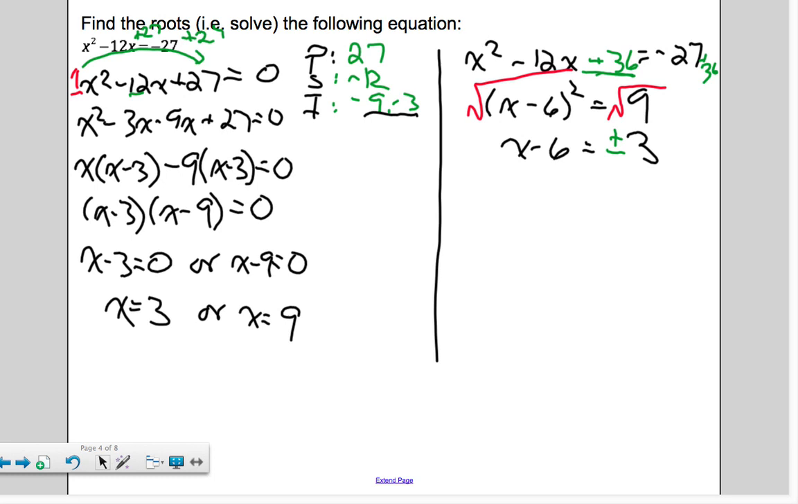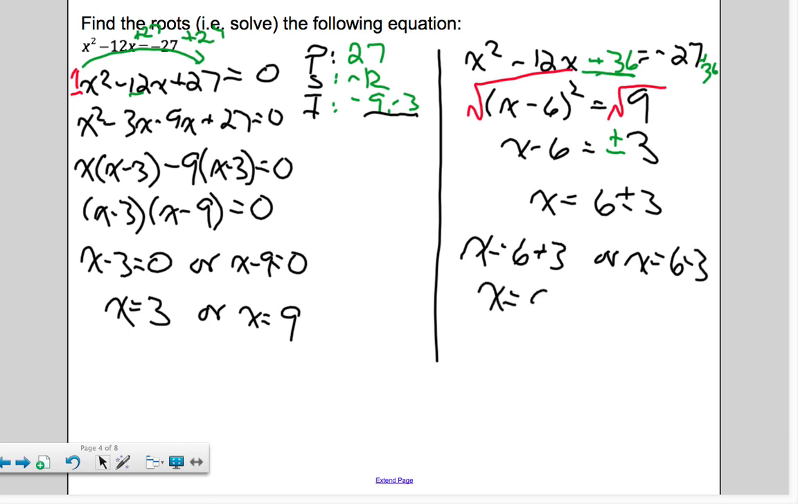Now I want to isolate for x. So how do I isolate for x? Add 6 to both sides. So x is equal to 6 plus or minus 3. Therefore, x is equal to 6 plus 3, or x is equal to 6 minus 3. So we have x is equal to 9, or x is equal to 3. Same answer. Two different ways to get there.